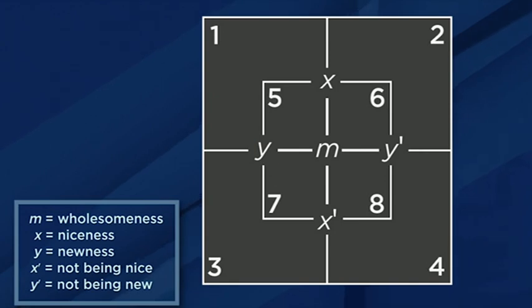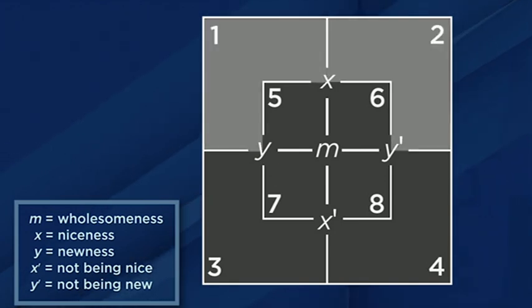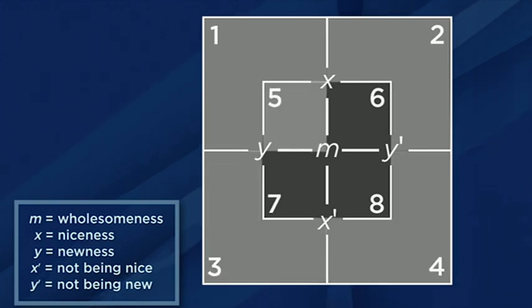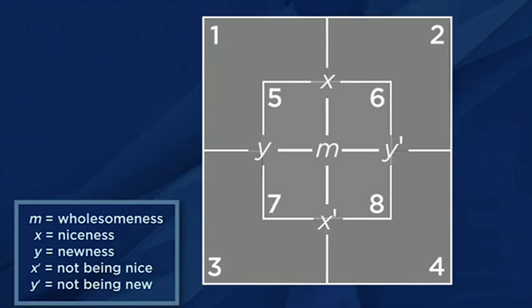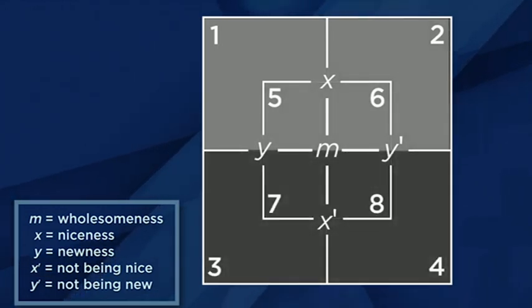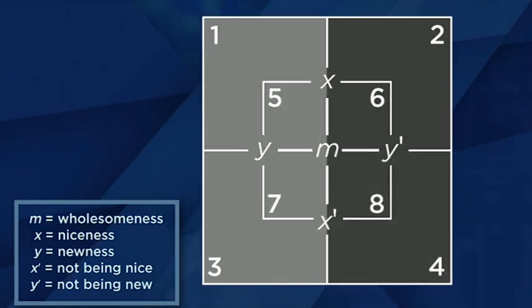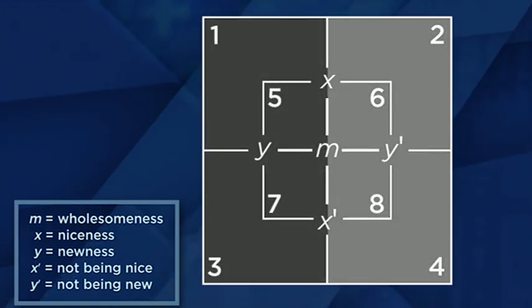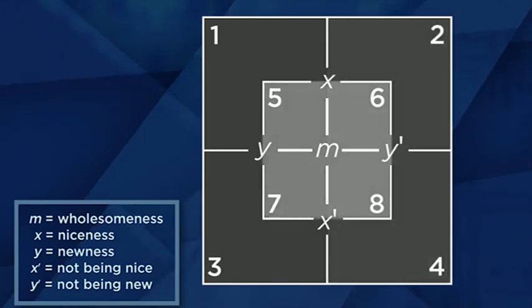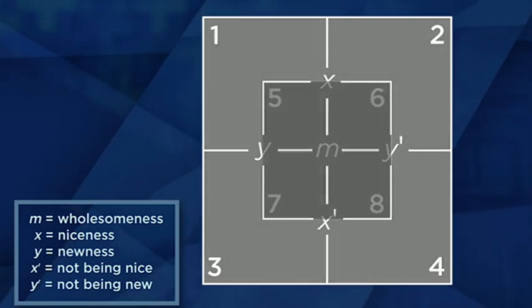Now look carefully at the diagram. There are 8 regions corresponding to the 8 different combinations of nice or not nice, new or not new, and wholesome or not wholesome that we might have. The nice cakes live above the horizontal line, and the not nice cakes live below it. For newness or not newness, we look to the left or right of the vertical line. The wholesome cakes live inside the small square, while the unwholesome cakes live outside of it.